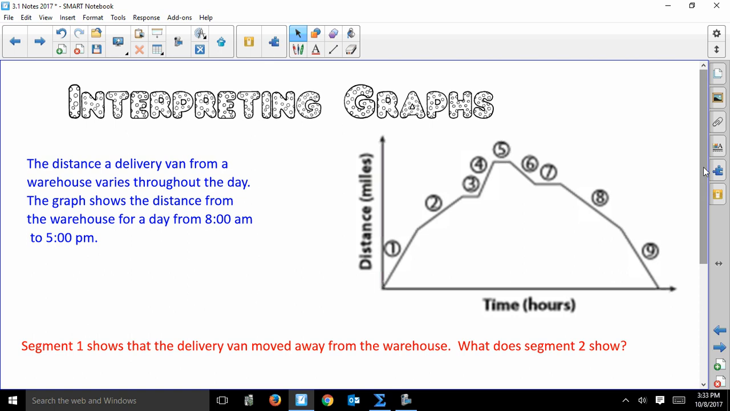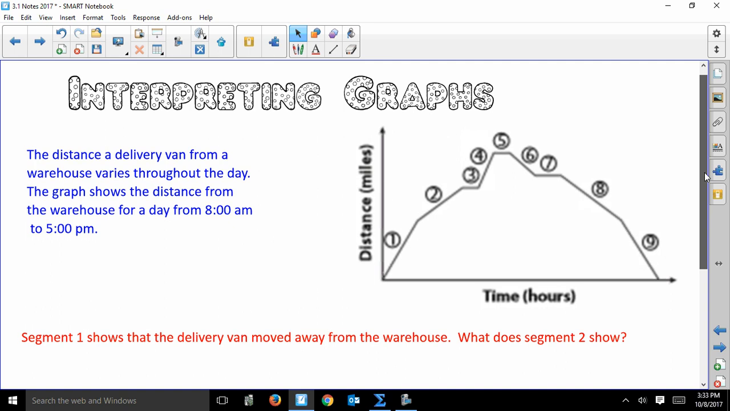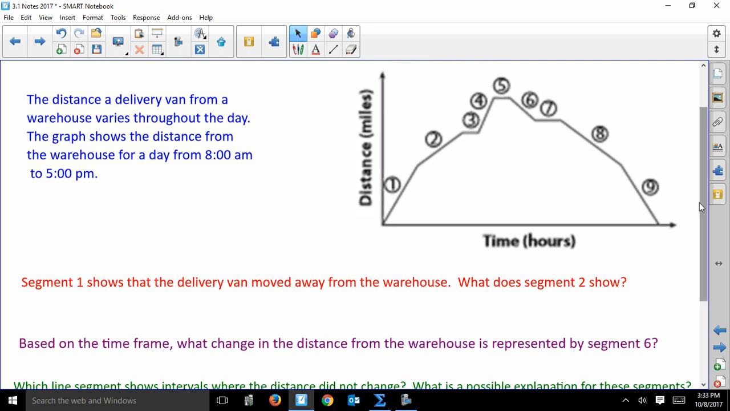Okay, so on your notes page, you'll notice at the top you see interpreting graphs. Let's go ahead and take a look at the graph and we'll read what this graph is describing. This graph is describing how the distance of a delivery van from a warehouse varies throughout the day. The graph shows the distance from the warehouse for a day from 8 a.m. to 5 p.m. So right around here would be 8 a.m. and this would be 5 p.m.